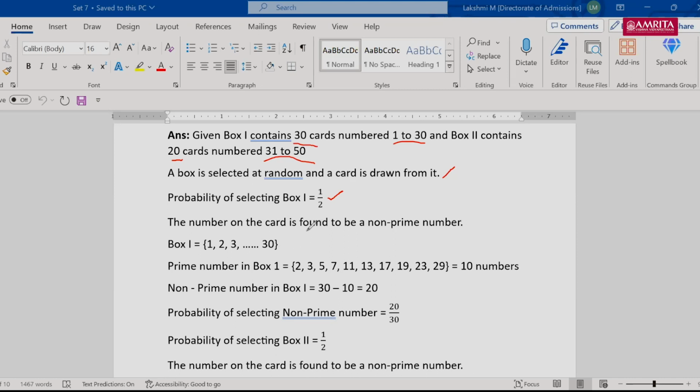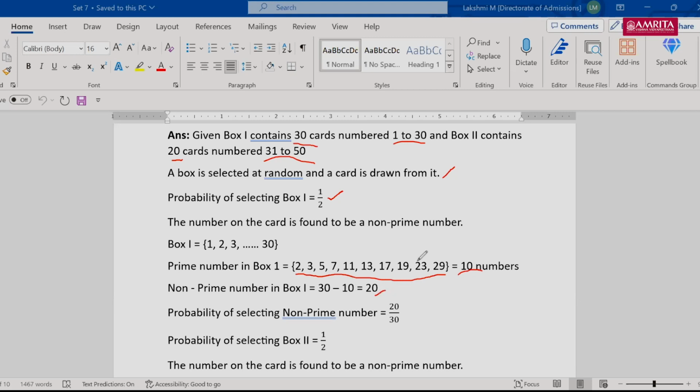So box 1, it's like 1 to 30. For that, the prime numbers, just have an idea about what they are. So you'll have 2, 3, 5, 7, 11, 13, 17, 19, 23, and 29. So you have a total of 10 numbers. So when it comes to calculating the non-prime numbers, you'll be able to find them by subtracting the primes from the total. So it's 30 minus 10, which is 20.